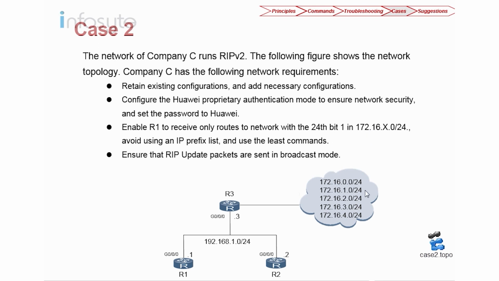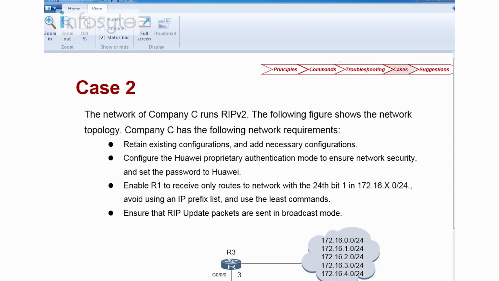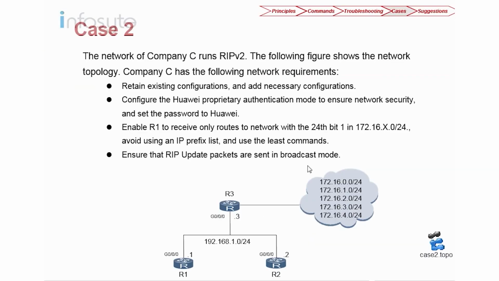Now you notice that the networks over here are 172.16.0, 1, 2, 3, and 4. Avoid using IP prefix and use the list command. Now if you look into the network here, we have 172.16.0. So we look into the 24th bit. The 24th bit is in your third octet here. Okay, the third octet, and here we have all the 0.